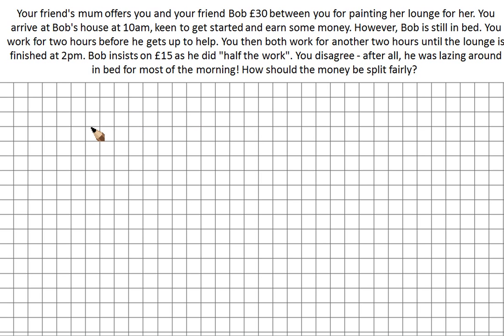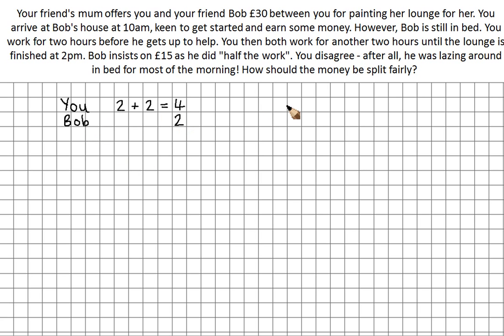Well, what we're going to do is have a look and think about how many hours you've worked. Now, you have worked for 2 hours between 10 and 12, and then 2 hours after Bob got up and worked with you, so you've worked for 4 hours. Meanwhile, Bob, who was in bed all morning, got up at 12 and he only worked for 2 hours.